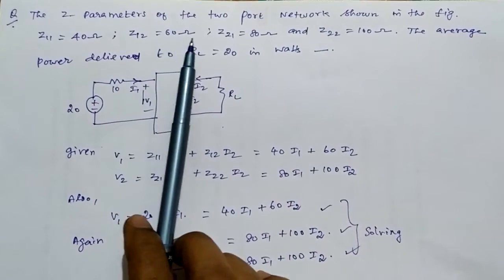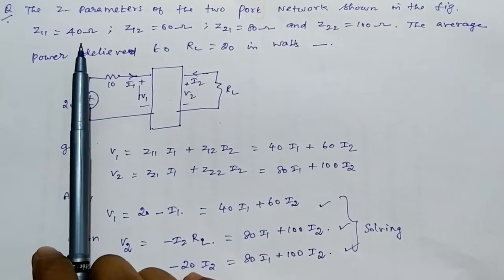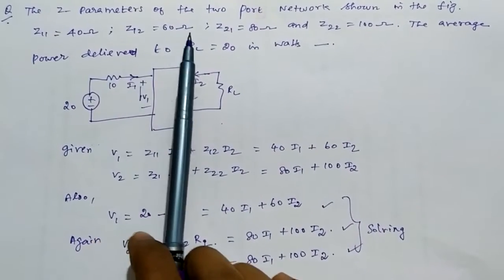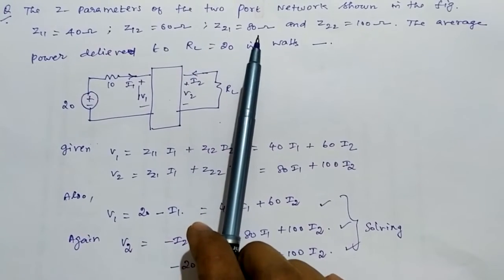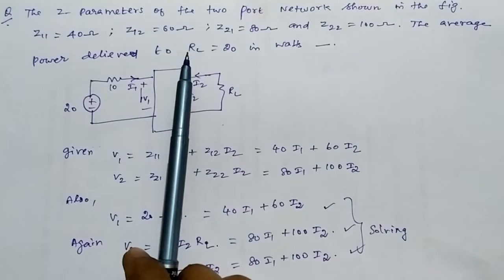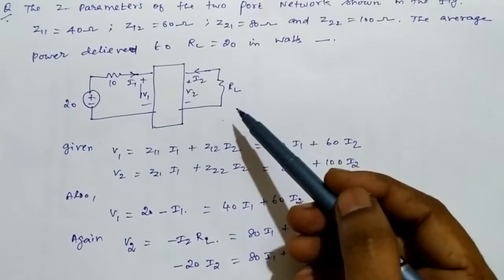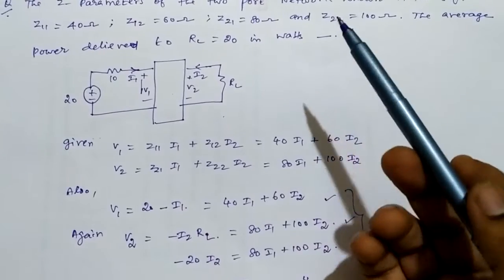The Z parameters of a two-port network are shown in the figure. Z11 is equal to 40 ohms, Z12 is equal to 60 ohms, Z21 is equal to 80 ohms, and Z22 is equal to 100 ohms. What will be the average power delivered to the load resistance of 20 ohms, in watts?